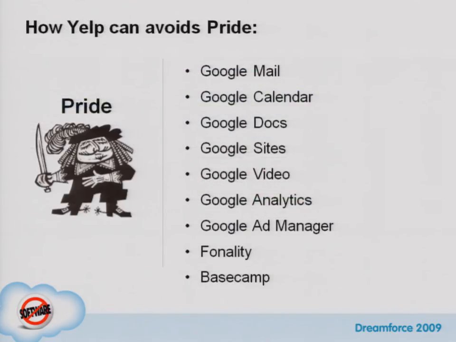So basically, the way we avoid pride, we use things like on-demand services, like Gmail or Google Mail, Google Calendar, Google Docs, Google Sites, Google Video, Analytics, Ad Manager, Finality, Basecamp. You name it, if we can do it, we will.